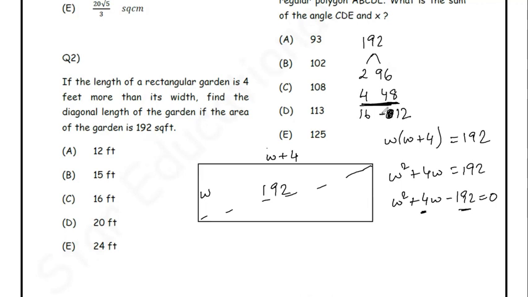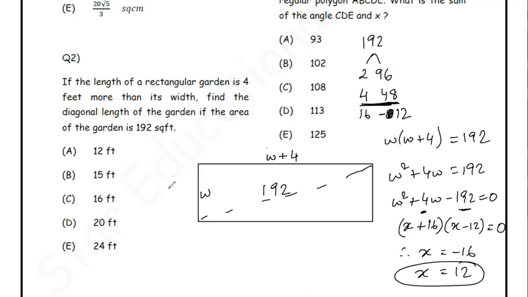So we can put a negative 12. So we know that x plus 16 times x minus 12 is equal to 0. That would be the factorization of this quadratic equation, where the product is negative 192 and the addition of 16 and minus 12 is plus 4. Therefore, x is equal to negative 16, x is equal to plus 12, and that plus 12 will be my W. So W is 12 and the length is 12 plus 4, 16.